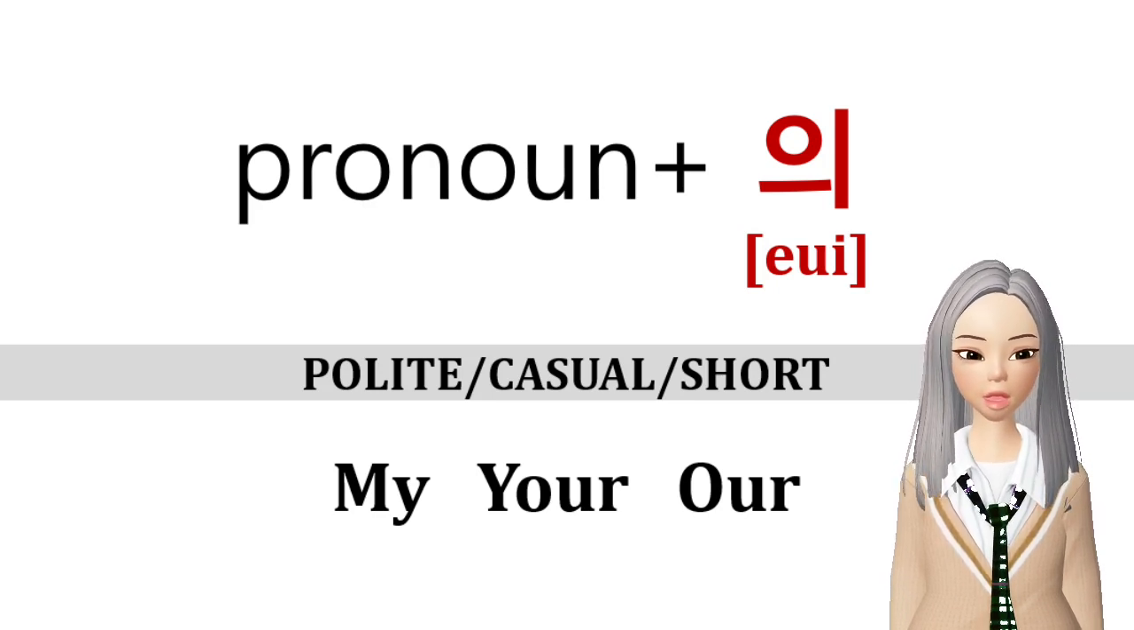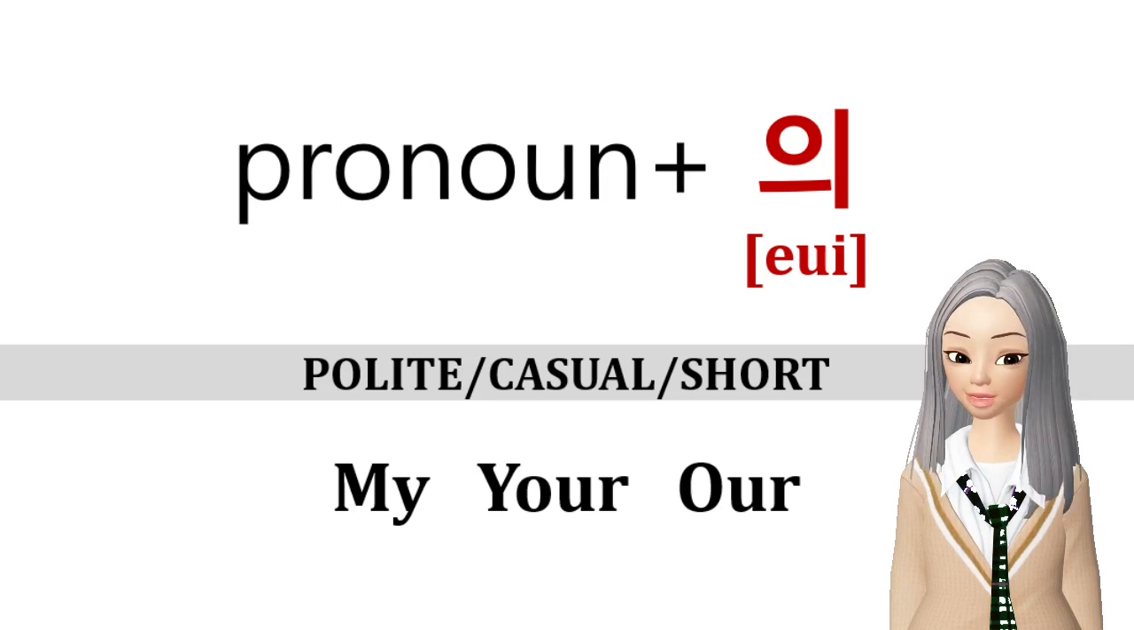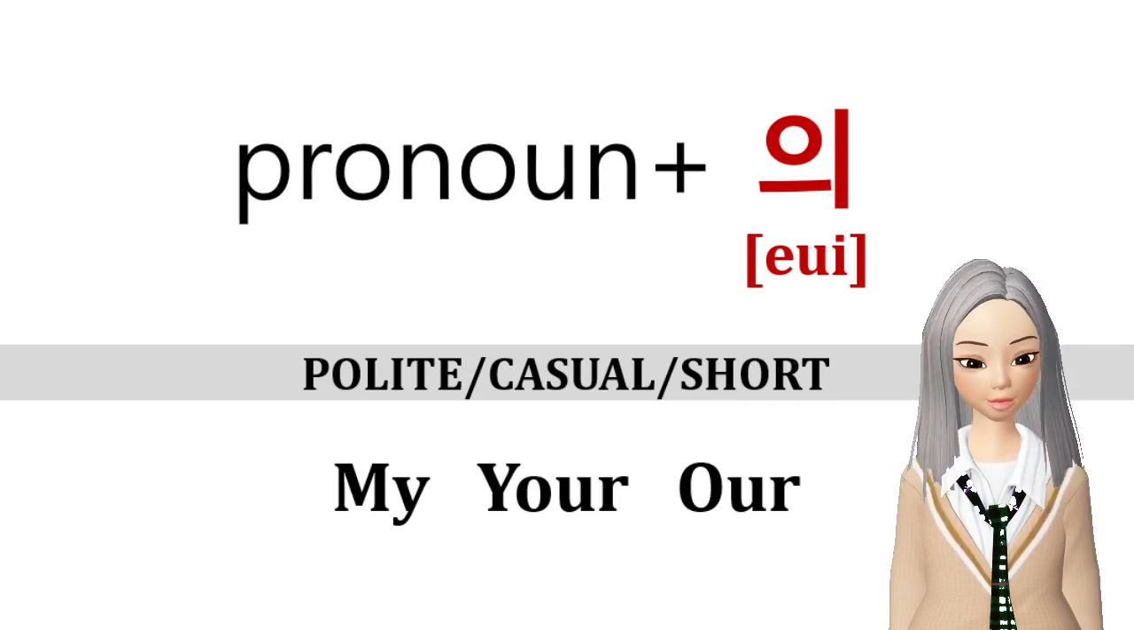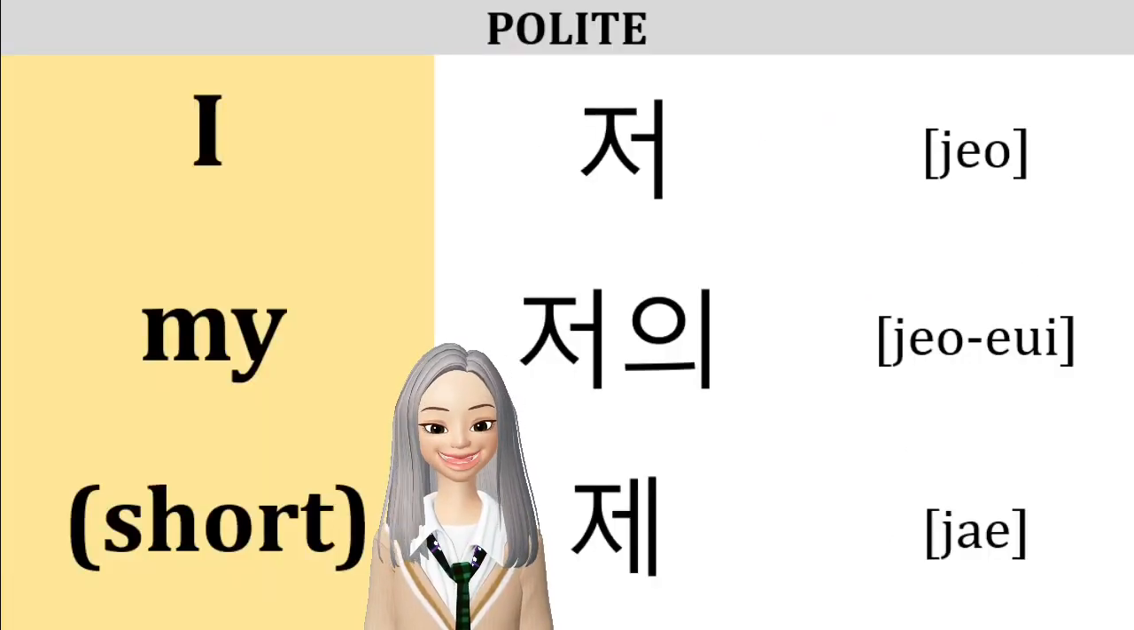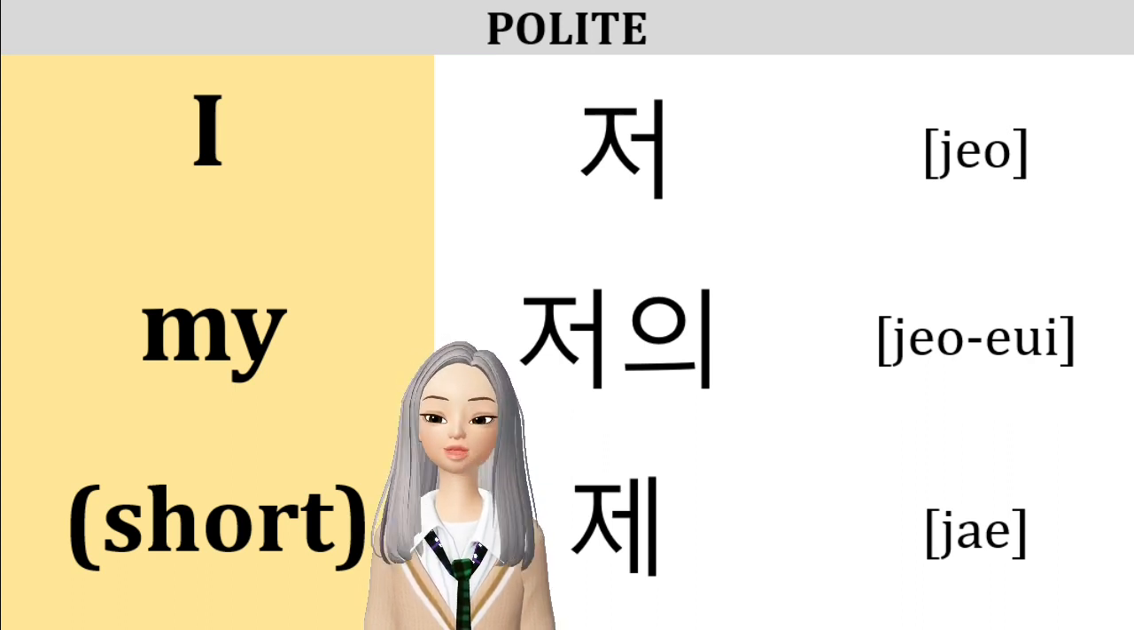Remember, in Korean, there are polite forms and casual forms of speech. There is the same for pronouns. And for possessive forms of pronouns, there's also a short form. So let's look at these. First up is the polite form of I. I in Korean is 저. If you make that into a possessive form, my, it would be 저의. But more often, we use the short form of 저의, which is 제.